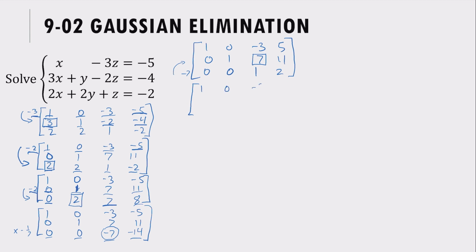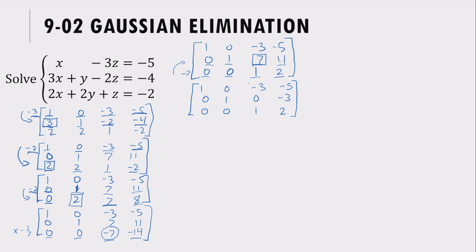Top row stays the same. That was a -5. The bottom row stays the same. The middle row becomes -7 times 0 plus 0, -7 times 0 plus 1, -7 times 1 plus 7, -7 times 2 is -14, plus 11 is -3. Make sure you watch your negatives, make sure you perfectly copy everything.